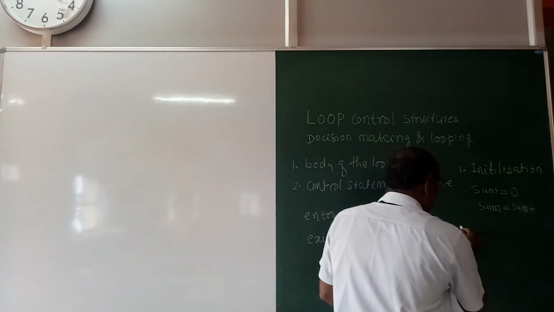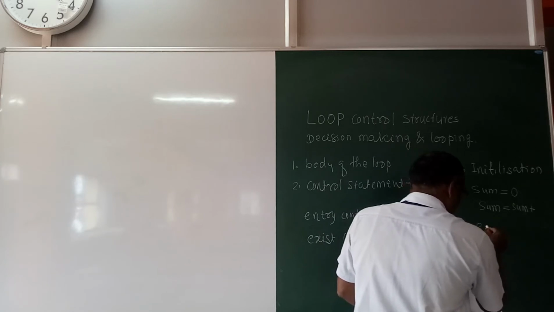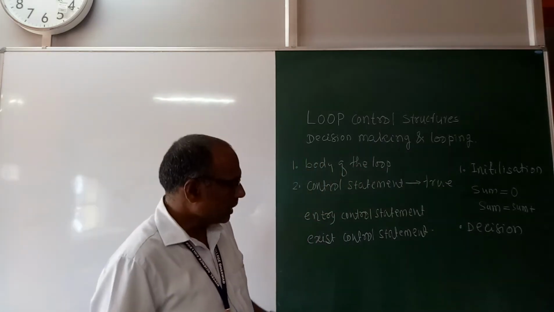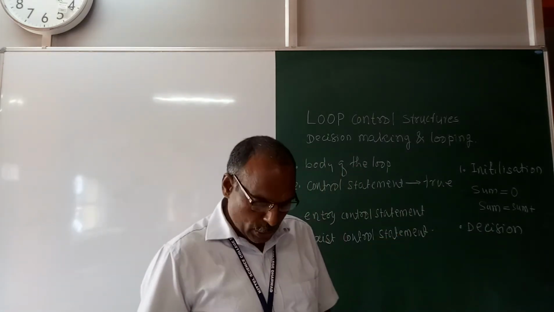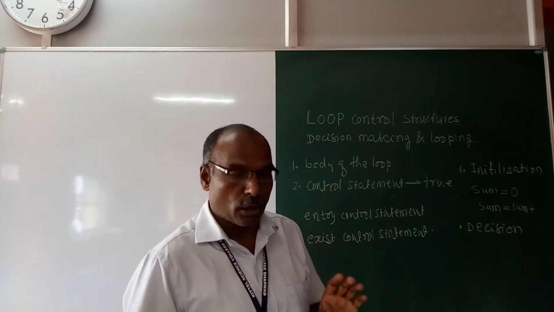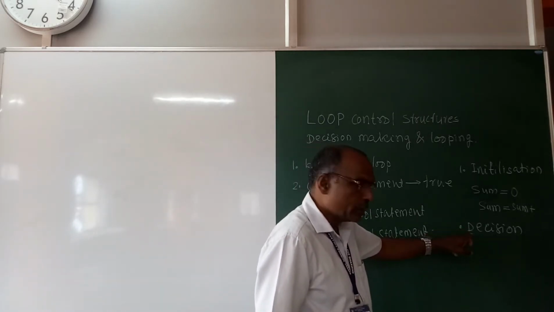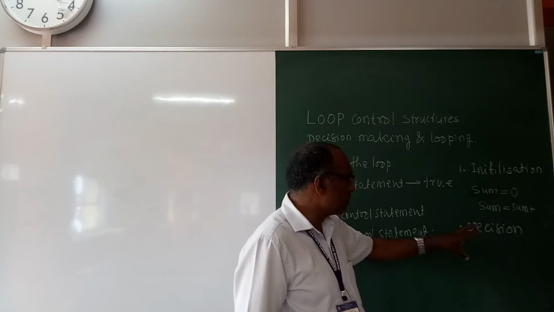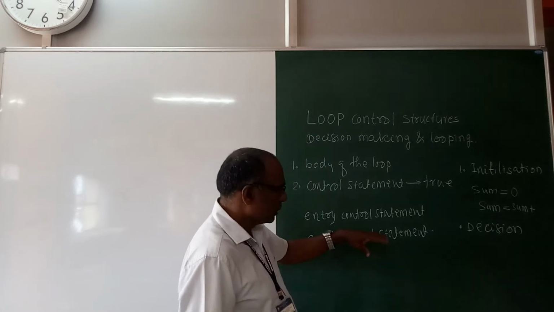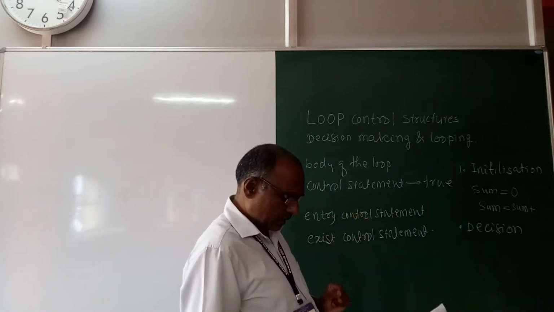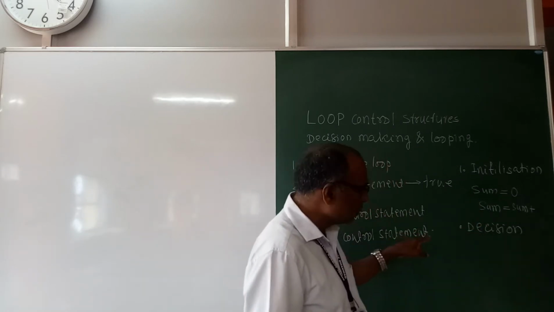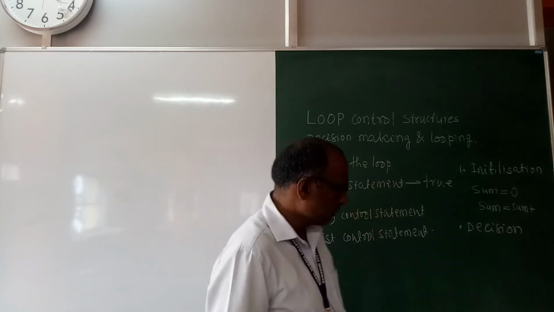The second step is decision. Decision means an appropriate test condition to determine whether the loop is to be executed or not. So in the decision statement, you use a relational operator or logical operator to make a proper decision whether to continue executing the body of the loop or terminate it.